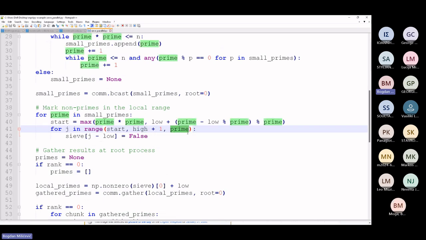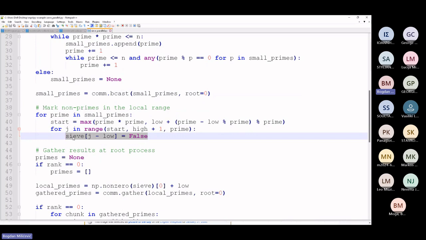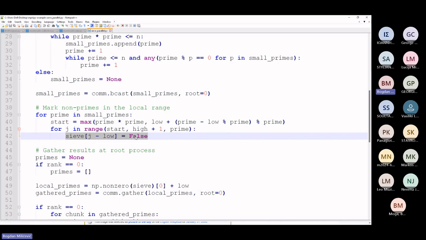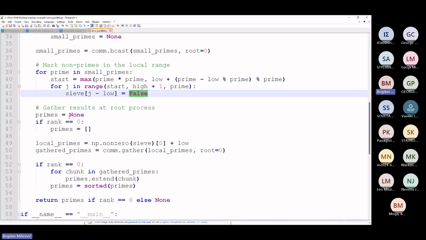So if the prime is 2, they are taking every second number, and they're marking it as false, as not a prime number. So every number that is divisible by 2, except for 2, is not a prime number, right? 4, 6, and so on. Then they take the second prime number, which is 3. And then they mark every third number starting from that as not prime, so it's false. And what is left in the end, after this is performed, is that everything is true where we have prime numbers, and false where we don't have prime numbers.